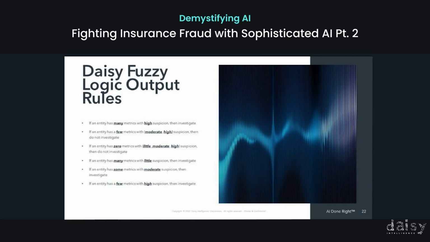So if you had a few metrics that had a very high suspicion, then you should investigate, like this person is billing more of this high value root canal than all other practitioners who do root canals. That should warrant an investigation, even though it's one metric out of 10,000. That would warrant an investigation. Or if you had many metrics that were a little bit suspicious, so the fact that you accumulated a lot of behavior that was a little suspicious, that should be enough to warrant suspicion.